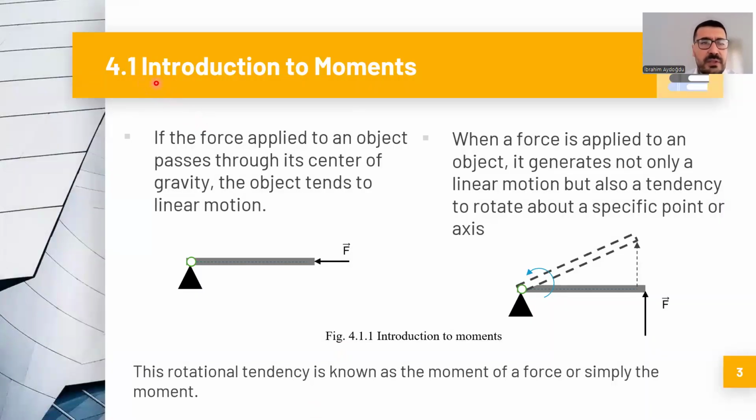Let's start with the introduction to moments. Consider a rigid body. If the direction of the force passes through the centroid of the body, our body will undergo only linear motion. However, if the direction of the force does not pass through the centroid of the body, our body will also tend to rotate. In mechanics, we call this rotational tendency the moment of a force, or simply the moment.